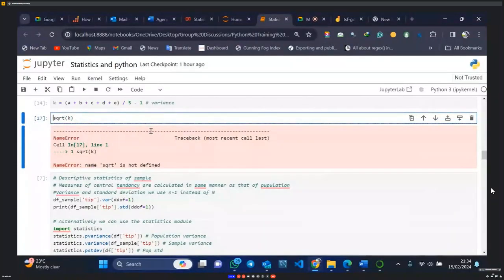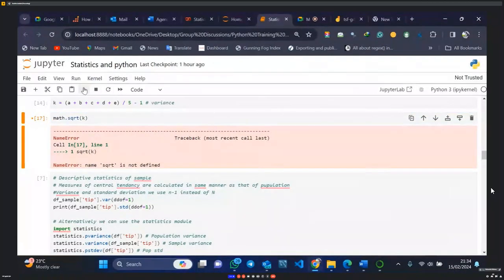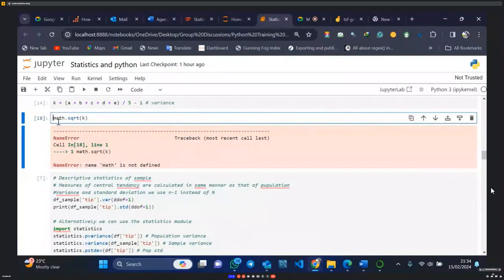Or we need to call sqrt from some module. Is it pandas or numpy? Write math.sqrt and see if it will work. You'll need to import the math module. Yeah, you can just do an import.